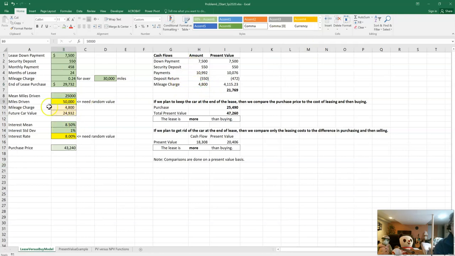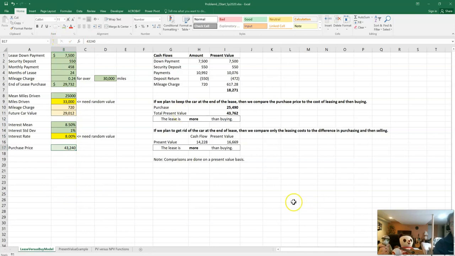We're going to fix this randomization part later. We want to understand the spreadsheet before we start randomizing things. Same with the interest rate. It's just a normal distribution, with a mean of 8.5% and standard deviation of 1. I just typed in 8% for now. So we need to change those. But that's what that value is.